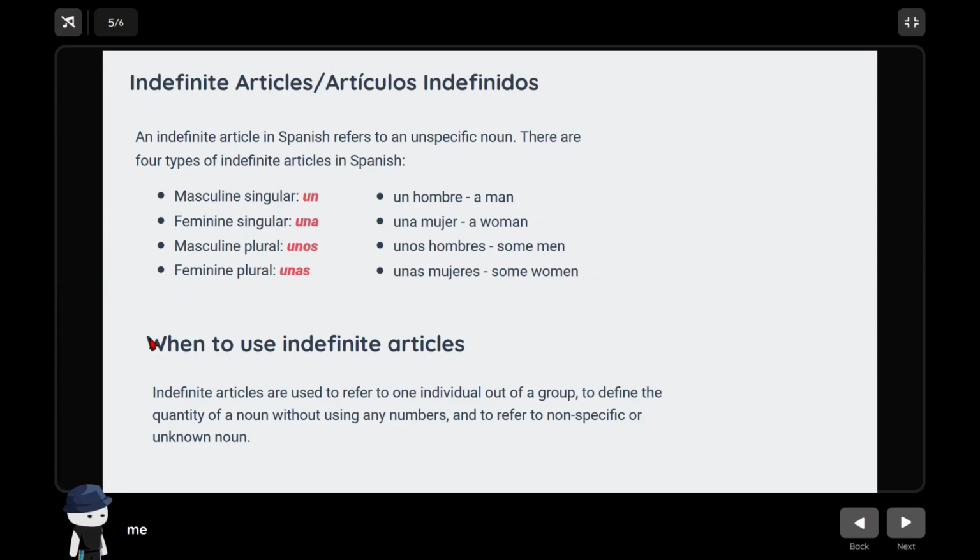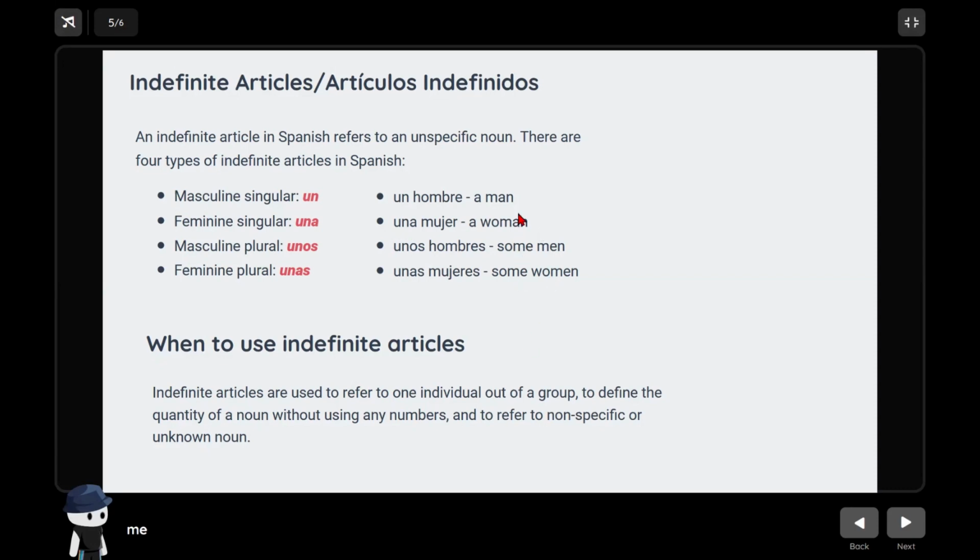So the question is when to use indefinite articles. This is a question that we already know as English speakers. We kind of know in our head, but just to specify for Spanish so that you can understand some of these examples when it's used, especially when listening and hearing it, why it's being used, and how you can interpret it and understand it for yourself. So indefinite articles are used to refer to one individual out of a group, un, una. So a man, a woman. You can identify one person or one thing out of a group.